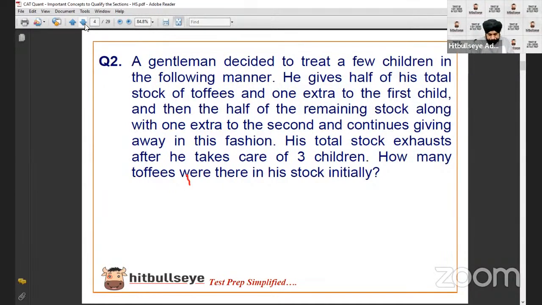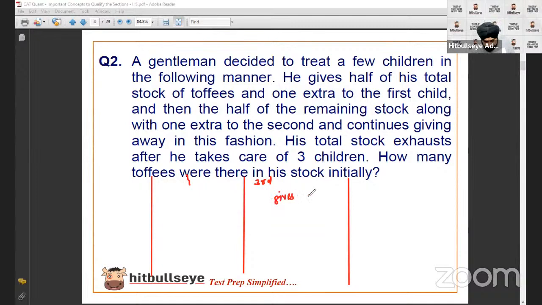Now let's discuss it. Here, people, the best approach for such questions is to move backwards. Now there are three people. You should start this question from the third person. See, what has happened is, before giving it to the third person, he has X toffees. Now what he does, let me write it for you. He gives half of the toffee, so he gives X by 2. So he is left with X by 2.